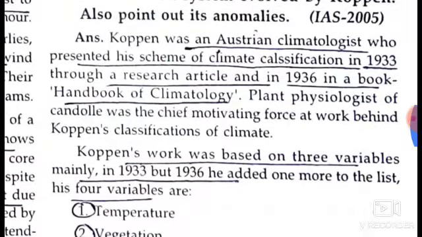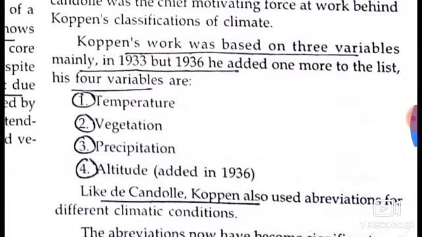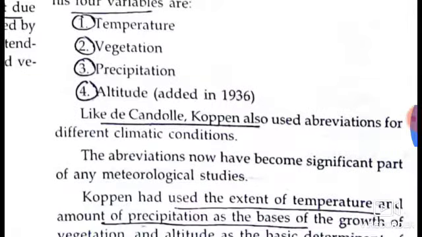Plant physiologist H. de Candolle was the chief motivating force at work behind Köppen's classification of climate. Köppen's work was based mainly on three variables in 1933, but in 1936 he added one more to the list, making four variables: temperature, vegetation, precipitation, and altitude, with altitude added in 1936.